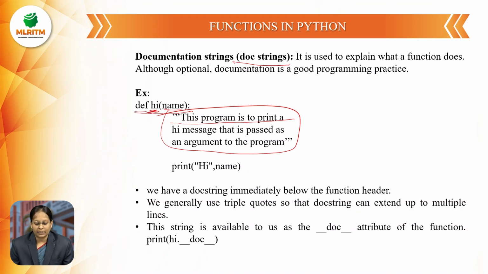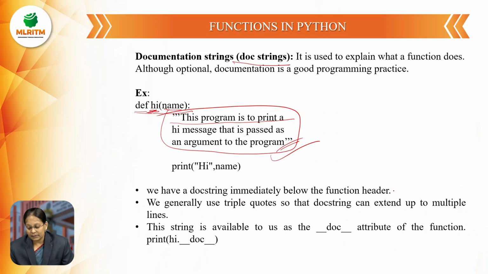This program is to print a hi message that is passed as an argument to the function or to the program. So it tells about what is the program we are writing. So this is the doc string, but it is optional. But it is a good method to write the doc string in the beginning of the program. We have a doc string immediately below the function header.